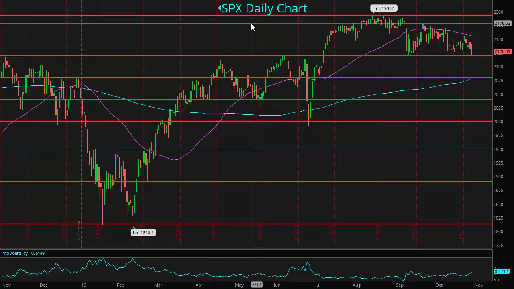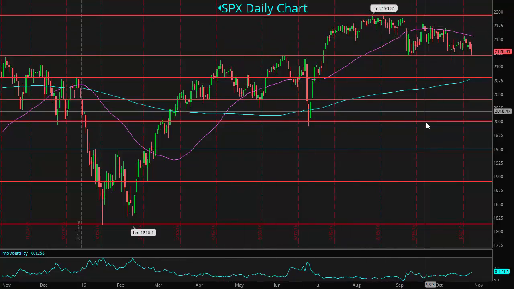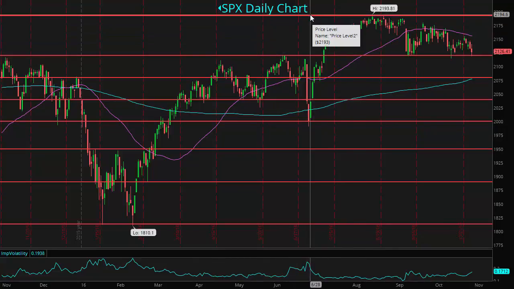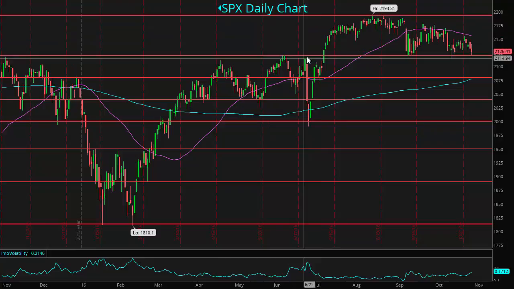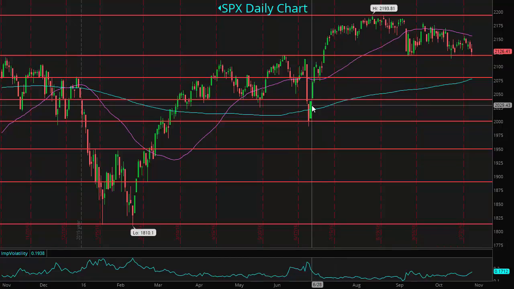Now, we see here that we have strong resistance highs. These lines that I've drawn in here are a bunch of support and resistance levels. The ones on the top are generally thought of as resistance, and the ones on the bottom are generally thought of as support. Now, one thing to keep in mind here is that support often becomes resistance when there's a breakdown, and resistance often becomes support when there's a breakout.